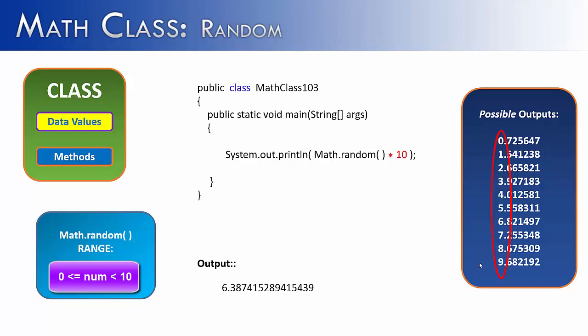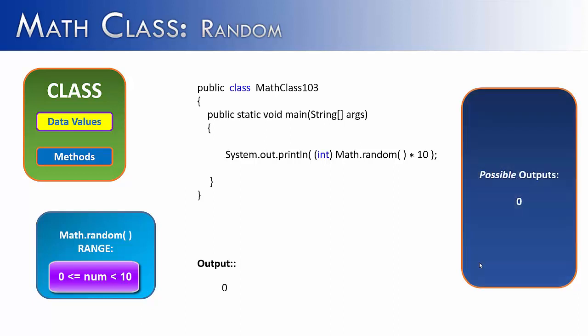What I want to do then is lop off the decimal. I don't want to round up. I just want to take off that decimal and use only the integer values that I find. Well, how could I do that? I could typecast. And when I typecast it, something interesting is going to happen. I'm only going to be able to have a possible output of 0. And this is a common mistake with people first using the random method.